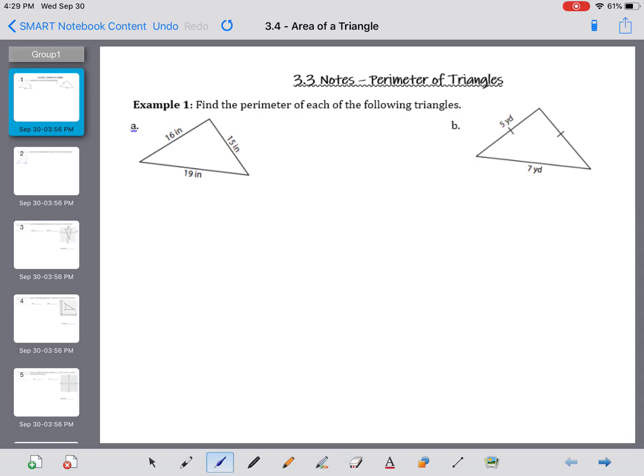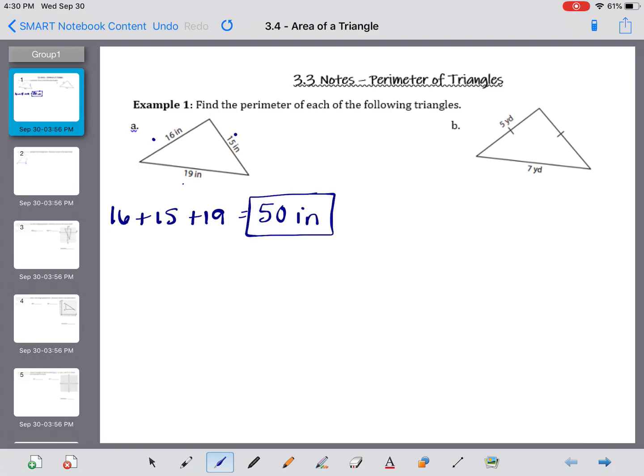So in this first example, we're just going to do 16 plus 15 plus 19. When we do that, it gives us 50, and we label it inches. Things in geometry class are not drawn to scale, but if this triangle was, the distance outside would be 50 inches.